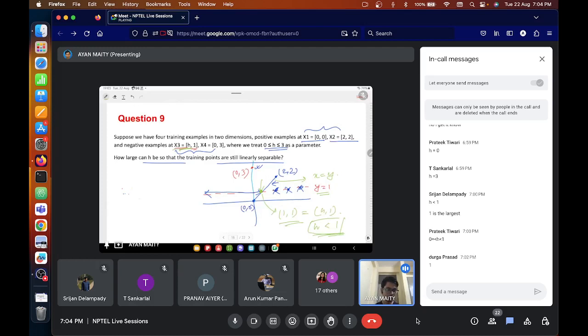So yes, Srijan, Pratik and Durga Prasad, all of them have written the correct answer in the chat. So is this solution understandable?